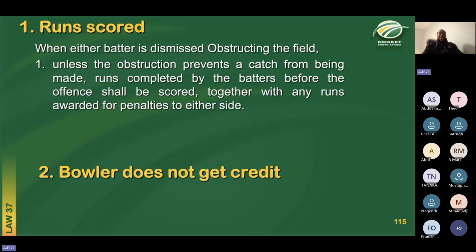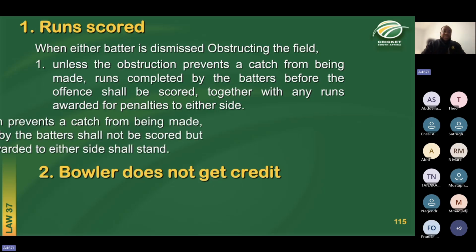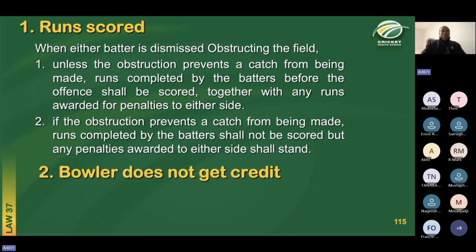So if a batter was out obstructing the field and the obstruction occurred during the third run, so they had completed 2 runs, then the 2 runs that were completed will stand, but obviously the third run will not stand. If the obstruction prevents a catch from being made, then runs completed by the batters shall not be scored. So let's look at an example to illustrate this point.